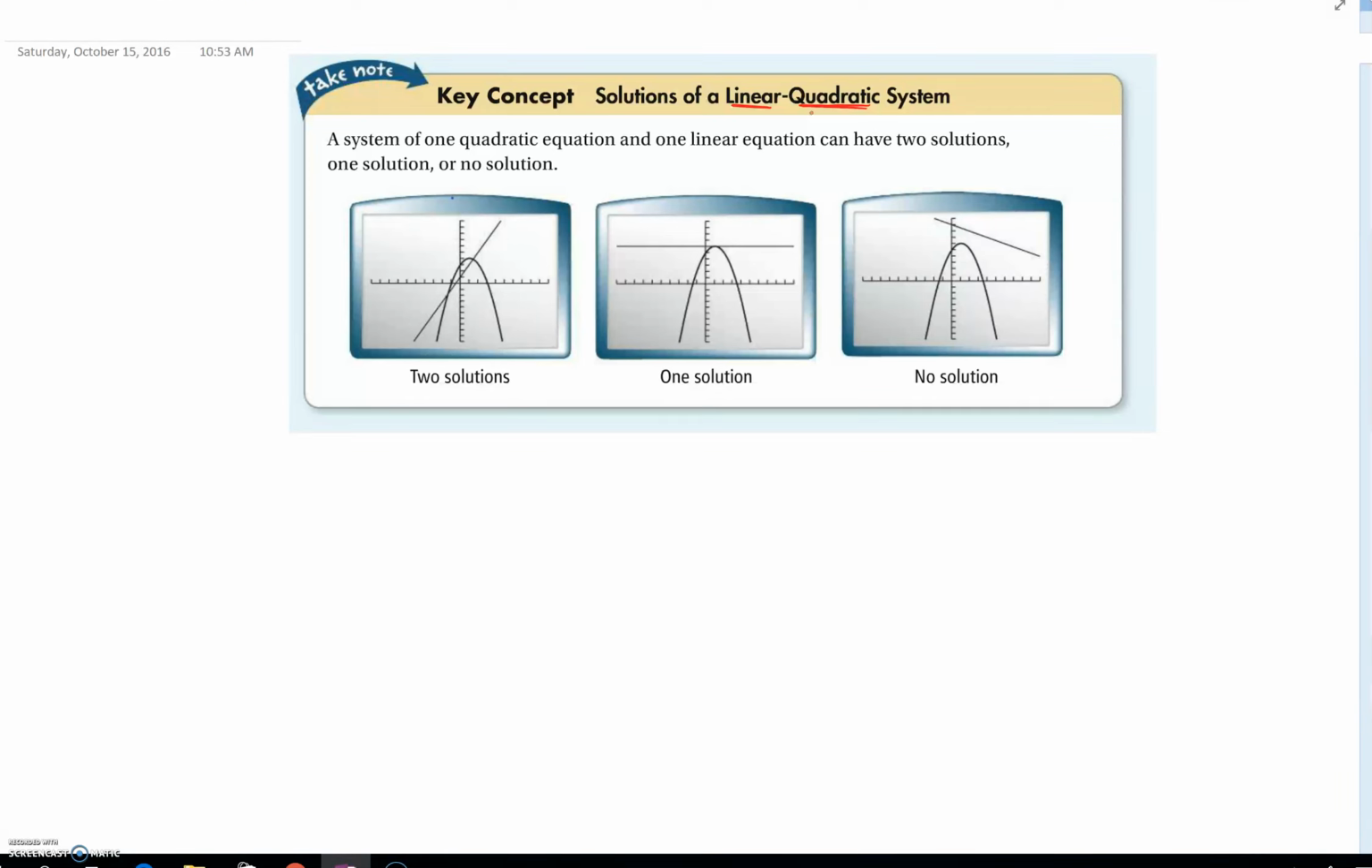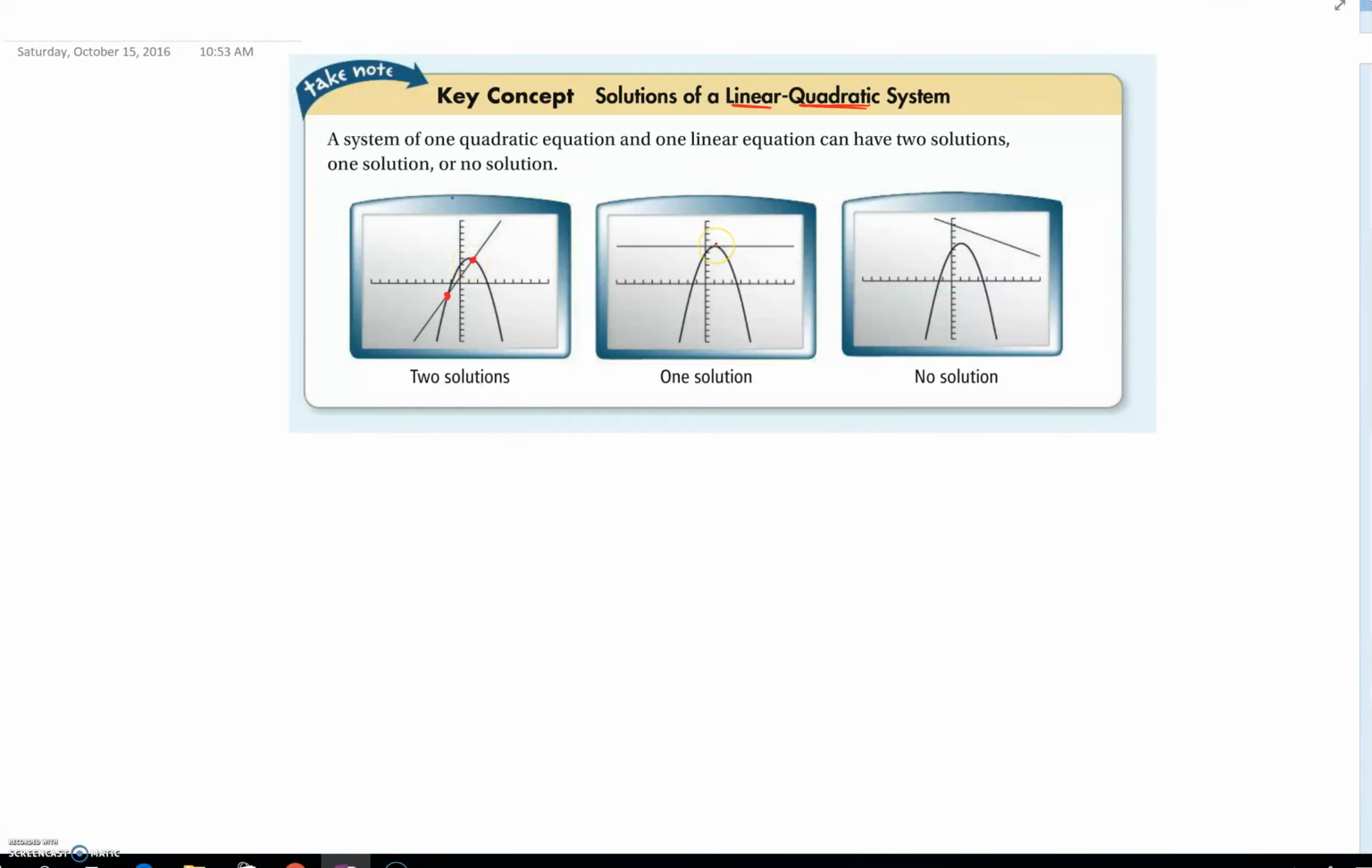Now, we're not going to actually graph it. I'm just going to go to a website and we'll graph it on there. But when we're looking for the solutions through graphing, we will graph both of our equations, whether they're both quadratic or one's quadratic and one's linear. And if our two graphs intersect at 2 points, then that means there are two solutions, because these 2 points will satisfy both the linear equation and the quadratic equation. So we have two solutions.